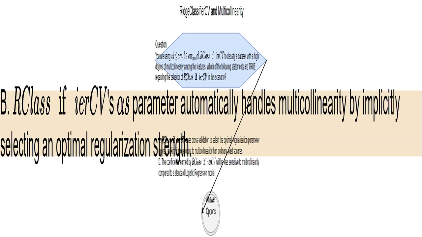This statement focuses on the ALPHAS parameter of RidgeClassifierCV. ALPHAS controls the strength of regularization. Regularization is a technique to make the model less sensitive to noisy data and prevents overfitting, a situation where the model becomes too closely tied to the training data and doesn't generalize well to new, unseen data. I'd say that while the automatic alpha selection helps, it doesn't completely solve multicollinearity, it just minimizes its effects.